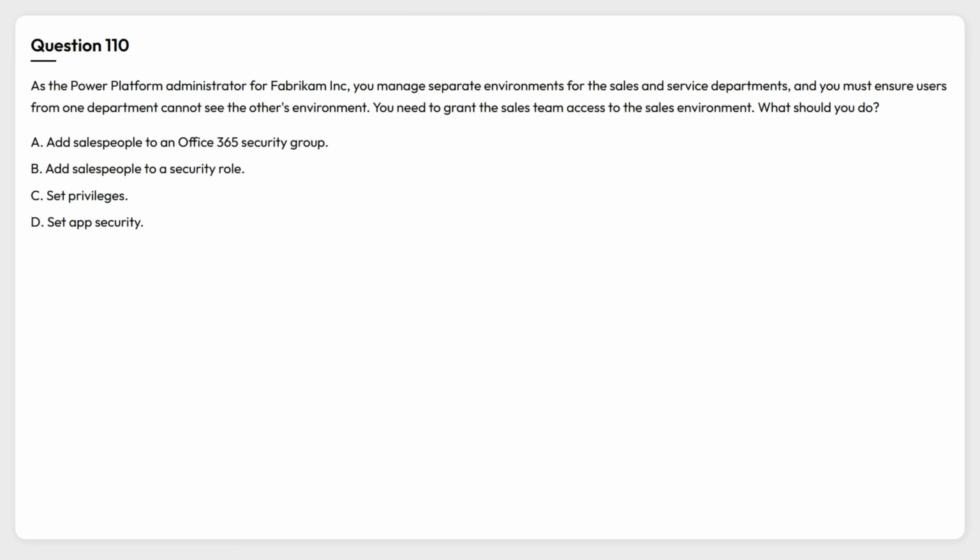Option A, add salespeople to an Office 365 security group. Option B, add salespeople to a security role. Option C, set privileges. Option D, set app security. The correct answer is option A, add salespeople to an Office 365 security group.